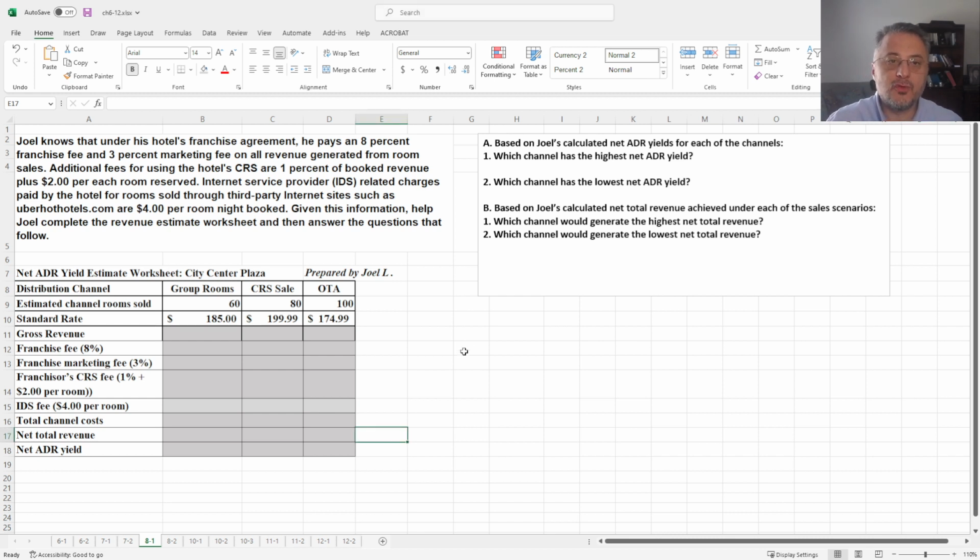Joel knows that under his hotel's franchisee agreement, he pays an 8% franchisee fee and 3% marketing fee on all revenue generated from room sales. Additional fees for using the hotel CRS are 1% of the book revenue plus $2 each room reserved. And internet service provider related charges paid by the hotel for rooms sold through third-party internet sites such as uberhotels.com are $4 per room night booked.